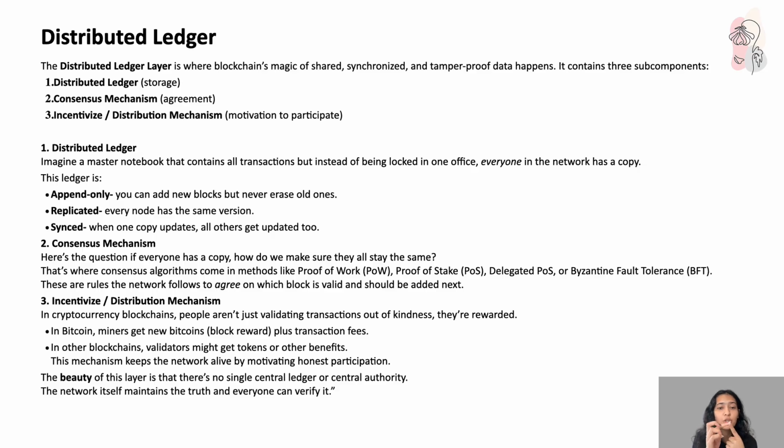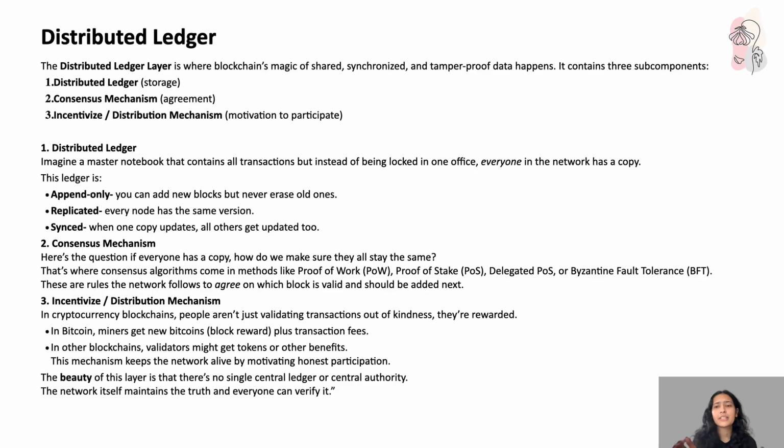Distributed ledger is your storage where the data is actually kept. Consensus mechanism is the agreement, and incentive or distribution mechanism is your motivation to participate. Why would I be interested in validating the blocks of the blockchain? Let's start with the distributed ledger in that case.